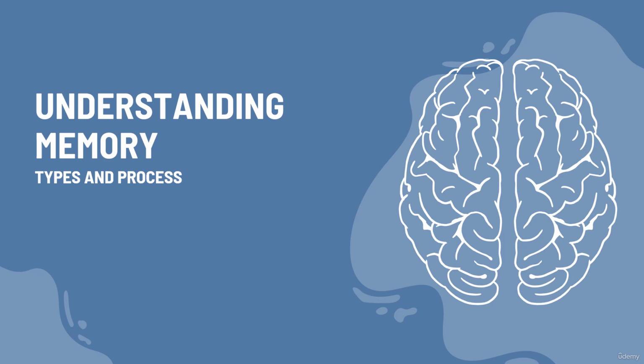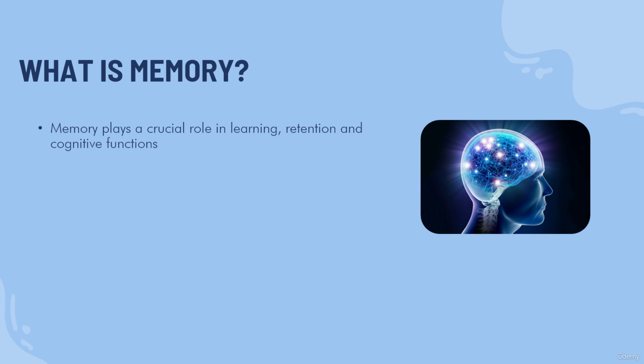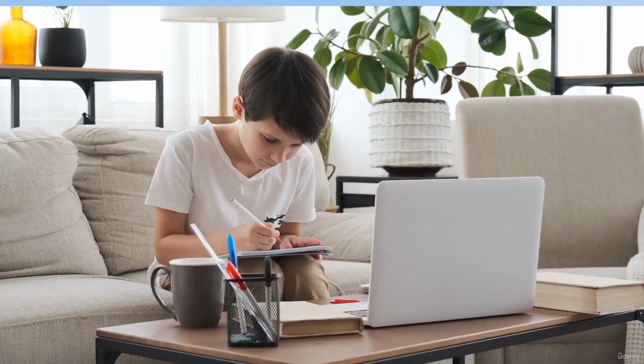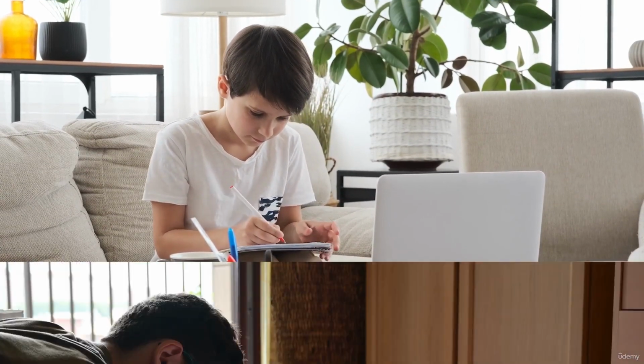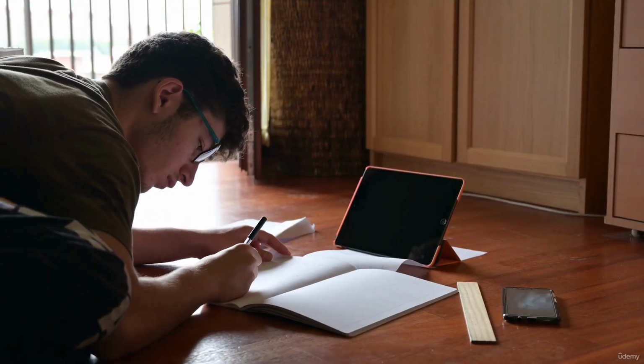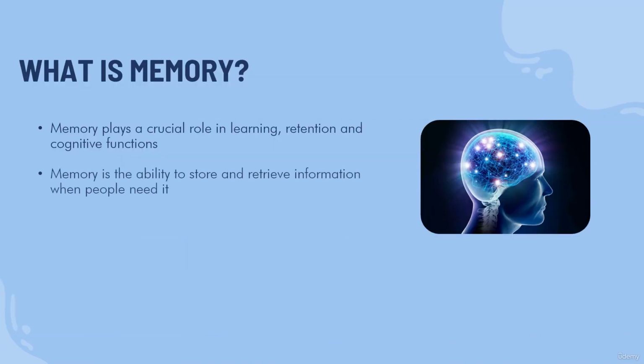In this lesson, we'll discuss the significance of understanding memory types and processes for optimizing learning and memory. Memory plays a crucial role in learning, retention, and cognitive function. In this lesson, we'll delve into the different types of memory and the processes involved, highlighting their importance in effective learning strategies. Memory is the ability to store and retrieve information when people need it.